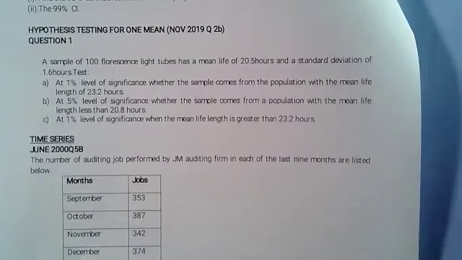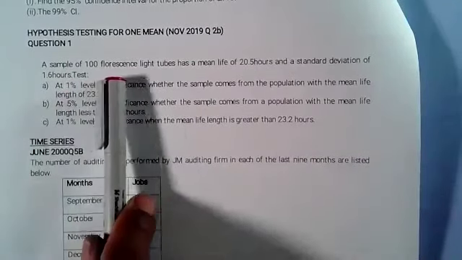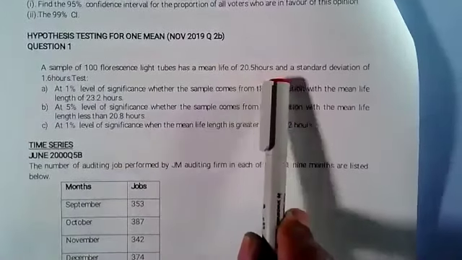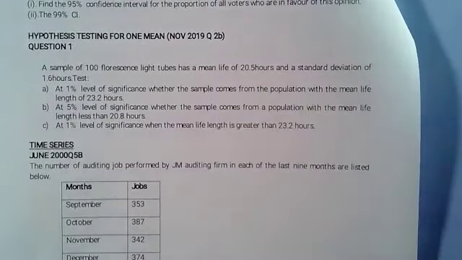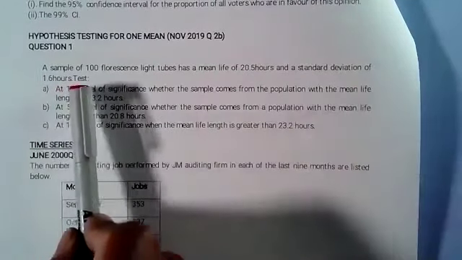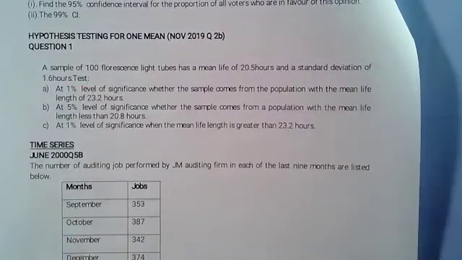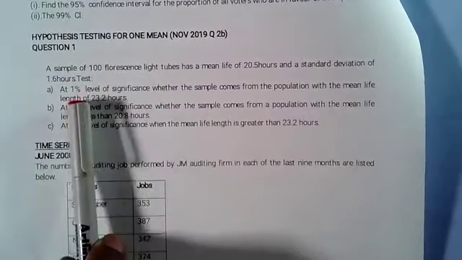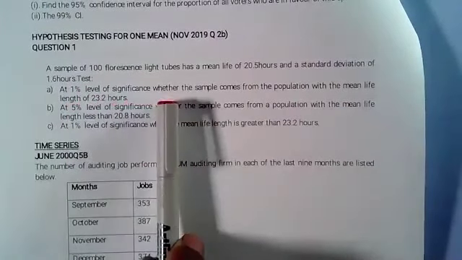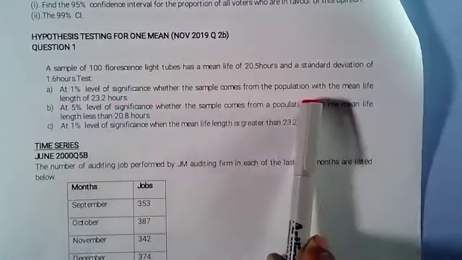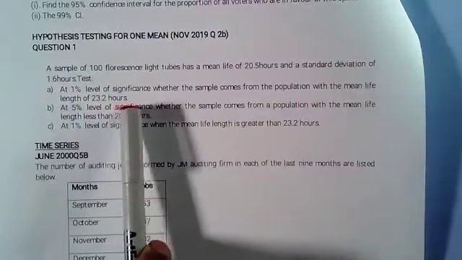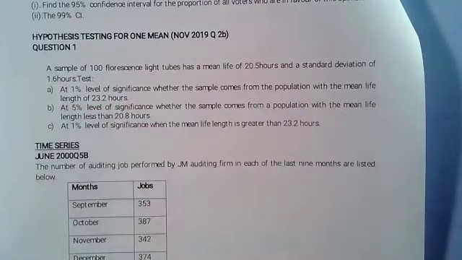So we are told that a sample of 100 fluorescence light tubes has a mean life of 20.5 hours. So that's our X bar. And a standard deviation of 1.6. Test number A, at 1% level of significance, whether the sample comes from the population with the mean life length of 23.2 hours. What's the number one?